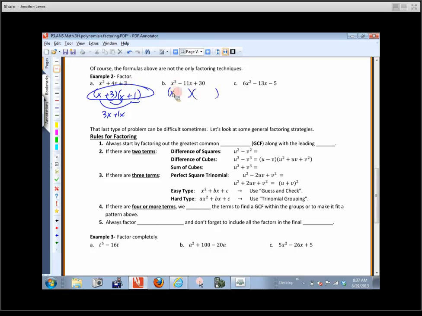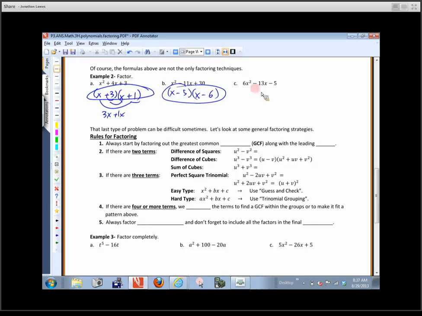If it starts off with a 1 as a coefficient, 1x squared, 1m squared, 1y squared, whatever it is, guess and check is the easiest way to go. The question is simply what multiplies to be positive 30 and combines to be negative 11. Negative 5 and negative 6. They both have to be negative so that they multiply to be a positive and combine to be a negative. That's the right answer. Any questions?